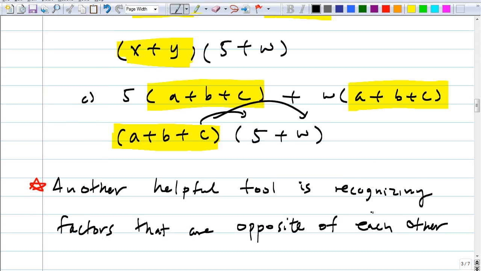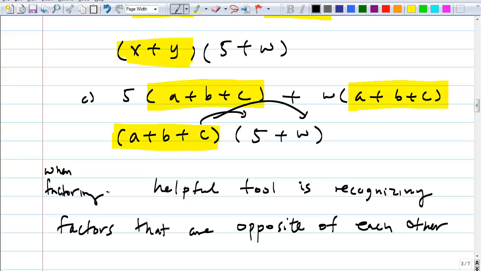Write this down. A helpful tool when factoring is recognizing factors that are opposite of each other. Is that easy to recognize? How do you know something is opposite of something else? Like, for example, what's opposite of 7? Negative 7, right?